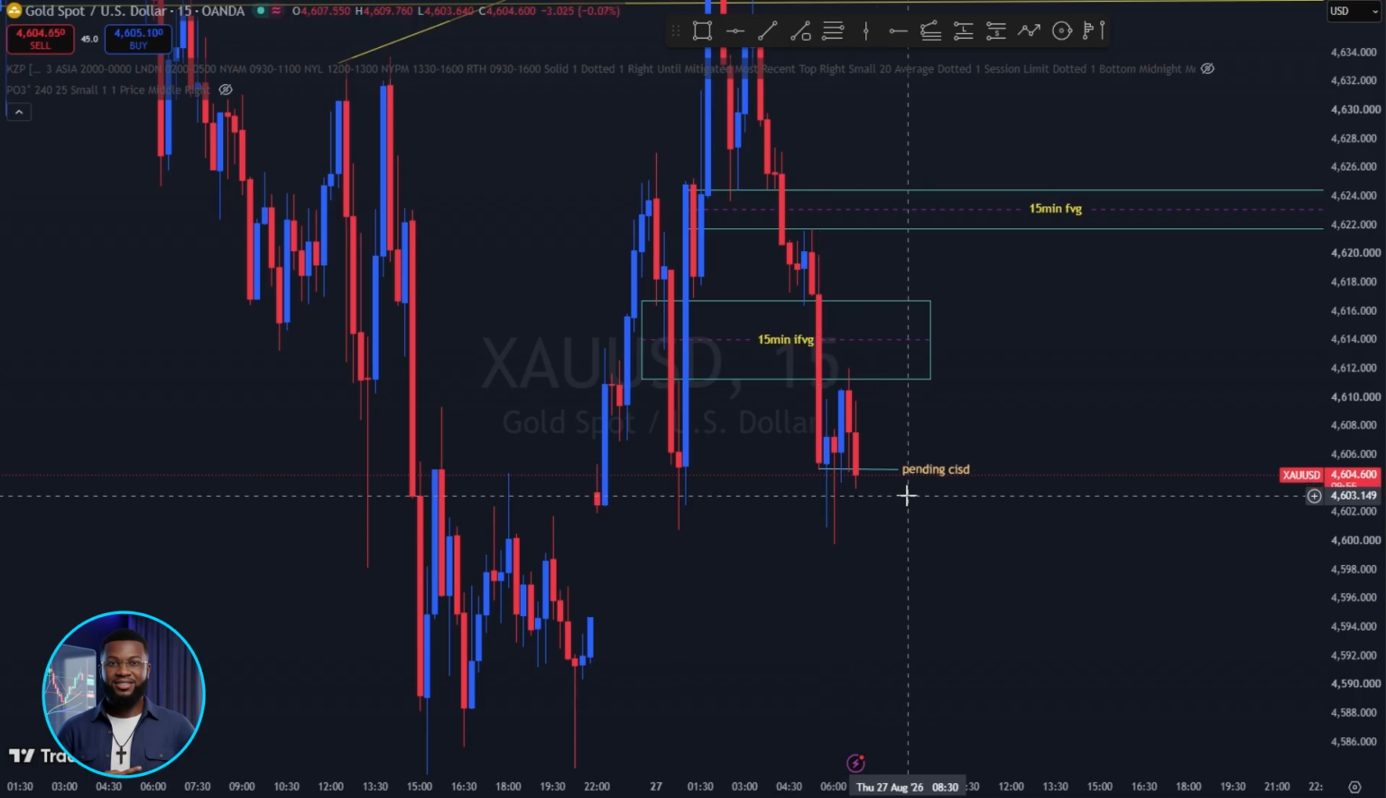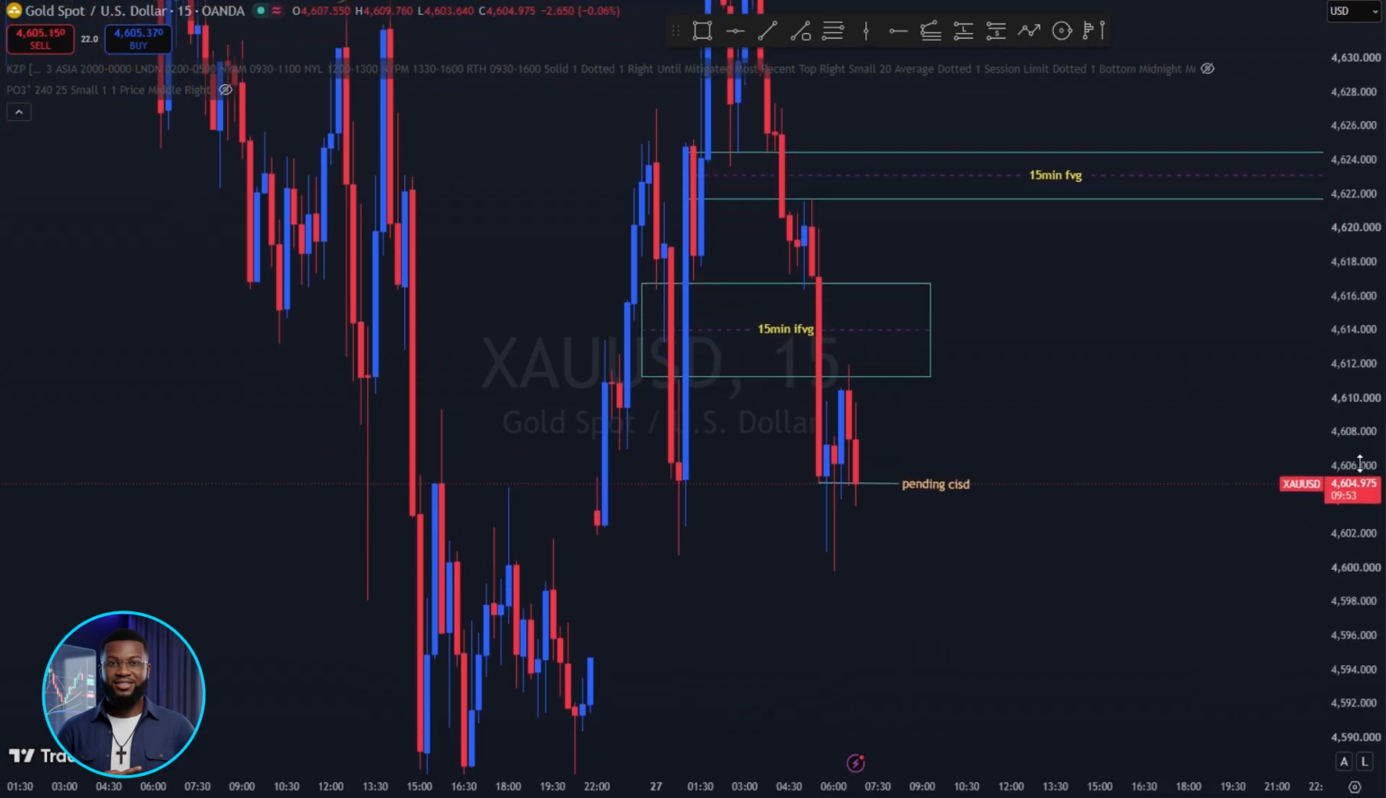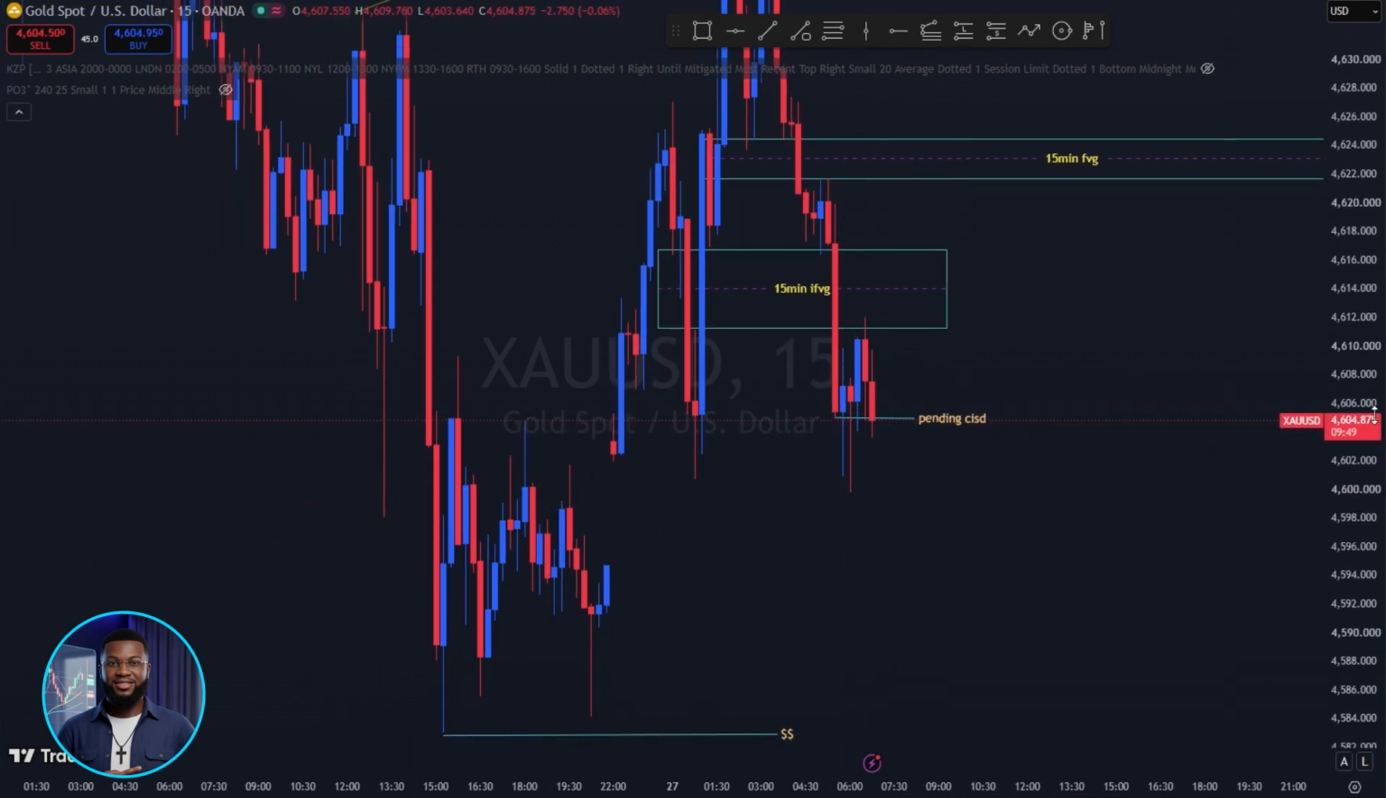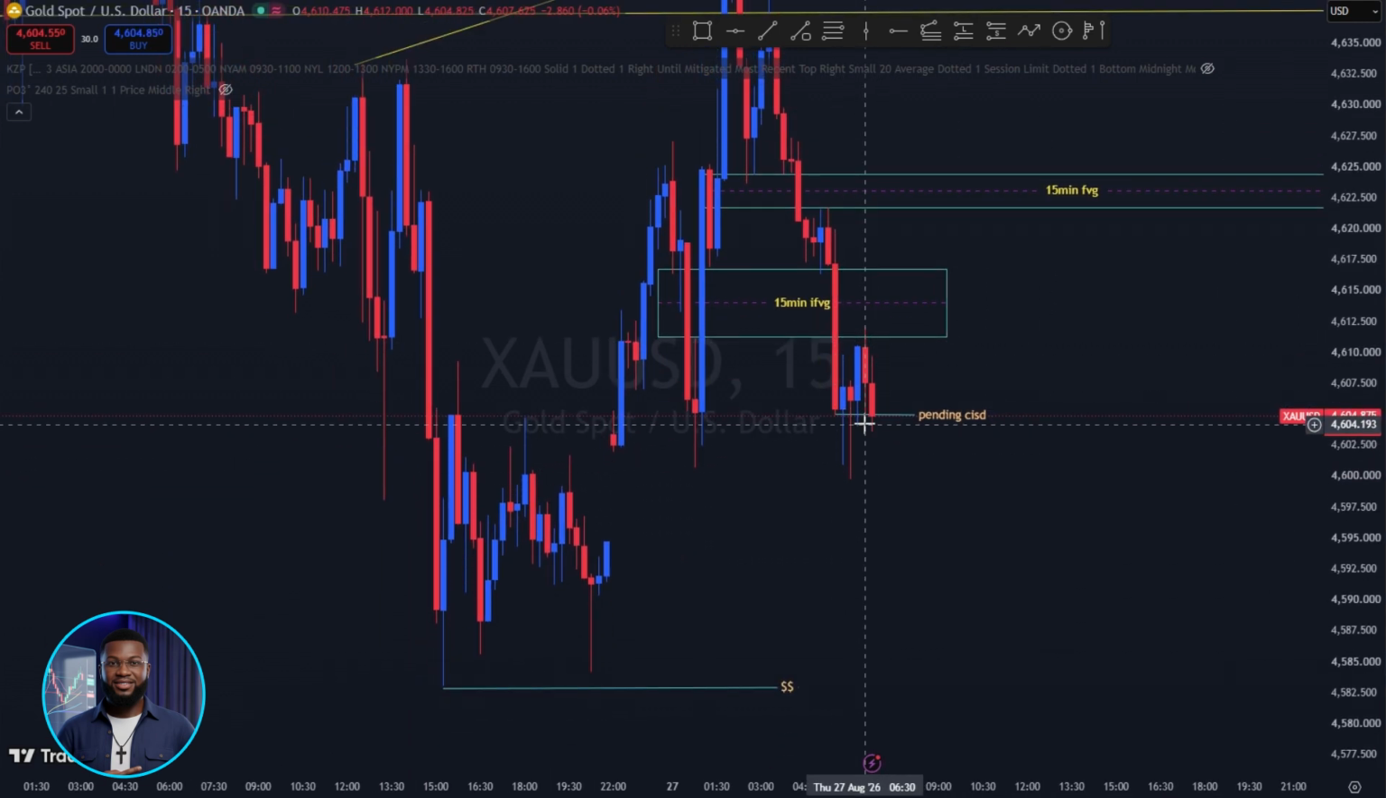GMT time. All right, yeah. So that's what we anticipated. So we are waiting for price to just break below this level, validating our completed CISD, right? Then we'll take a shot, putting our stop loss just above this level right here.